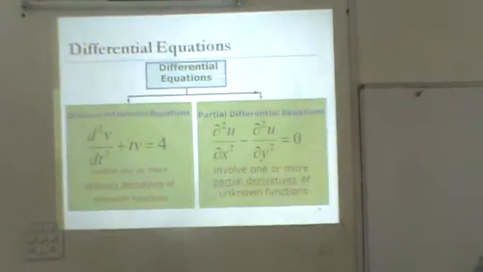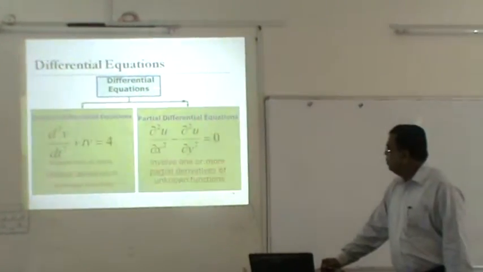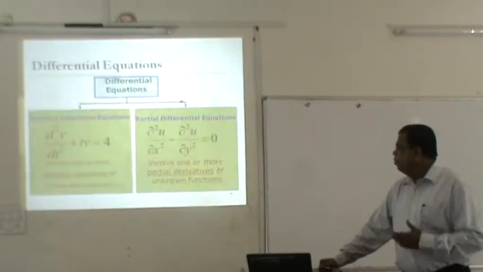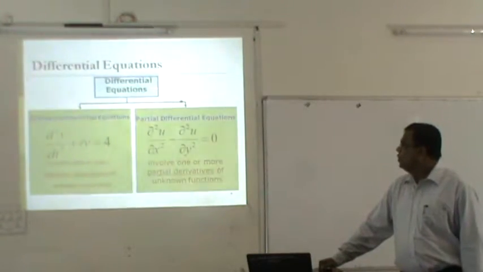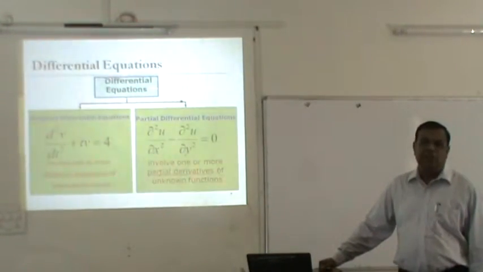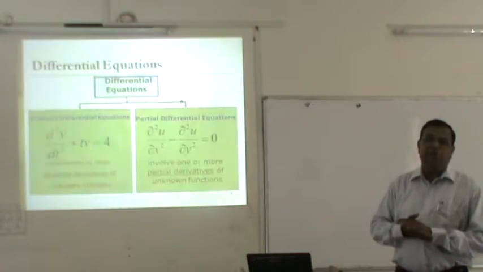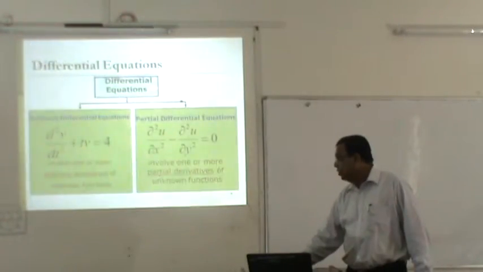Look at the second example, del square u by del x square minus del square u by del y square is equal to 0. It involves one or more partial derivatives of unknown functions. So here u is the dependent variable which depends on two independent variables, that is x and y. And here you will understand the difference between the ordinary differential equation and the partial differential equation.